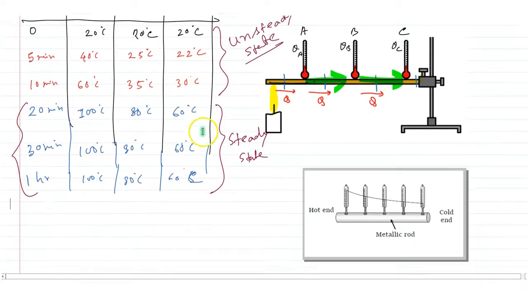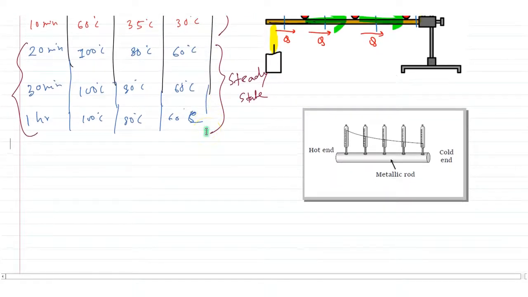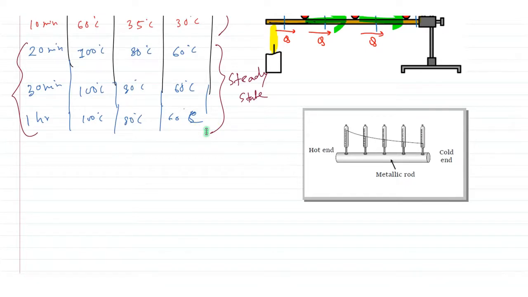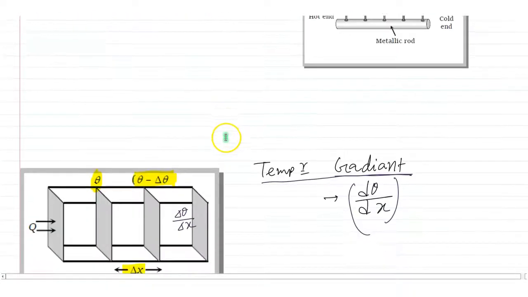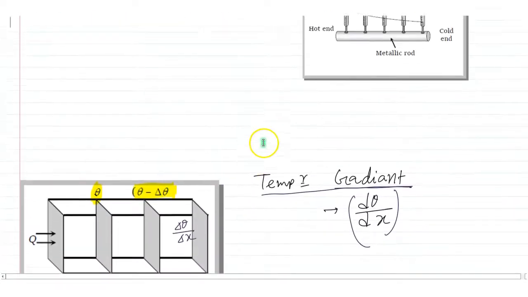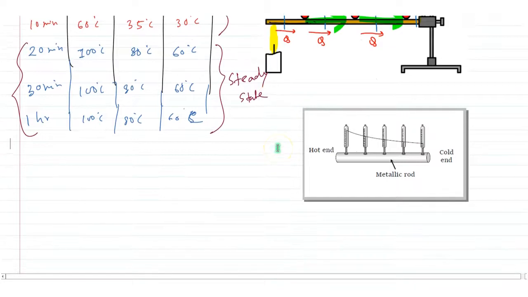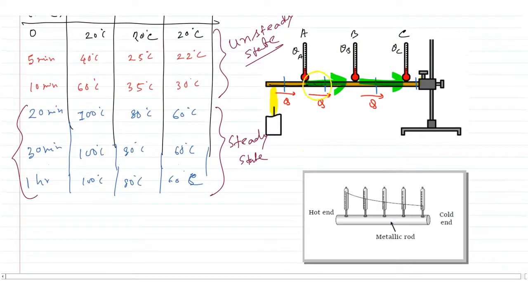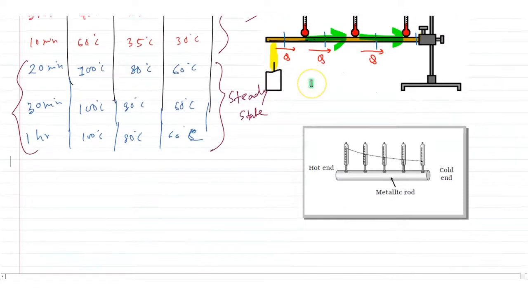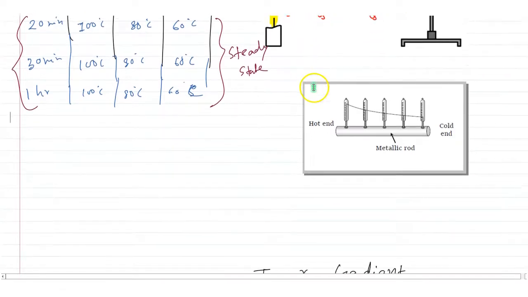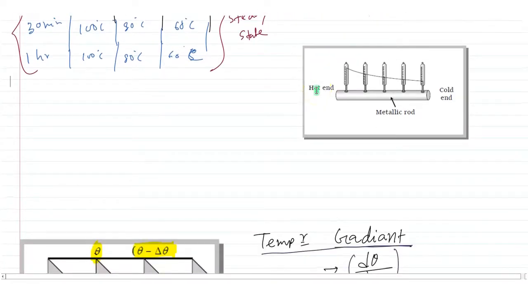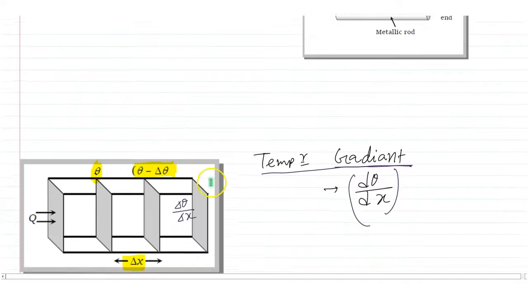So at steady state, the temperature of each point is independent of time, but not the same. This is called steady state. Another term is temperature gradient, the rate of decrease of temperature. You can see if you go far from the burner, your temperature gradually decreases, and the decrease of temperature per unit length is called temperature gradient.